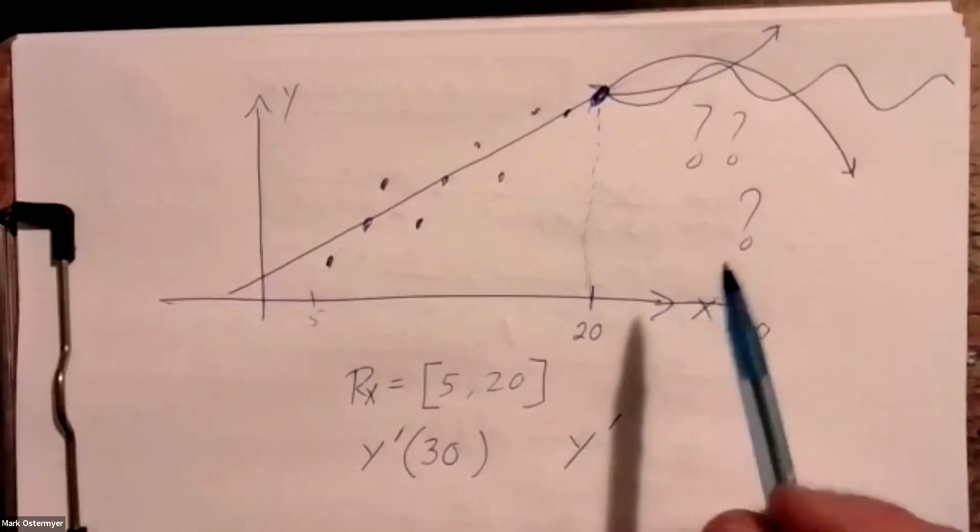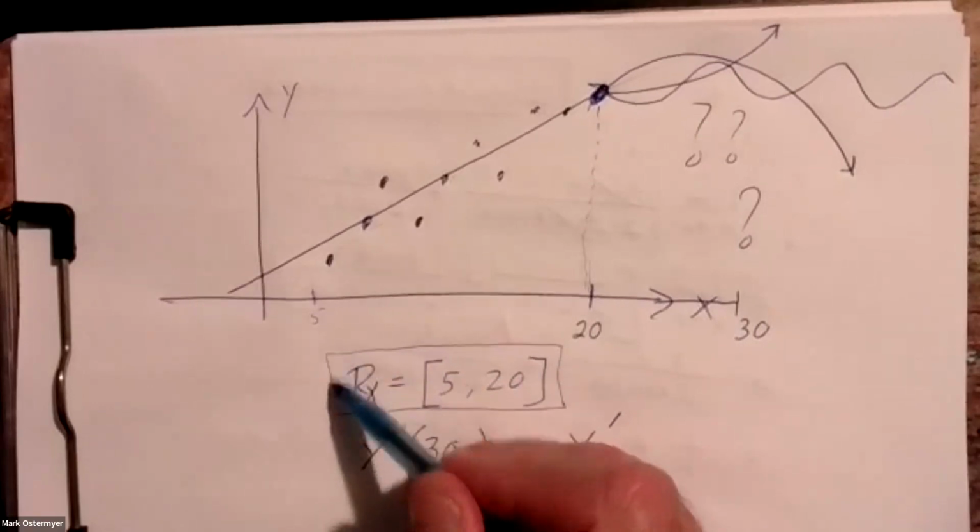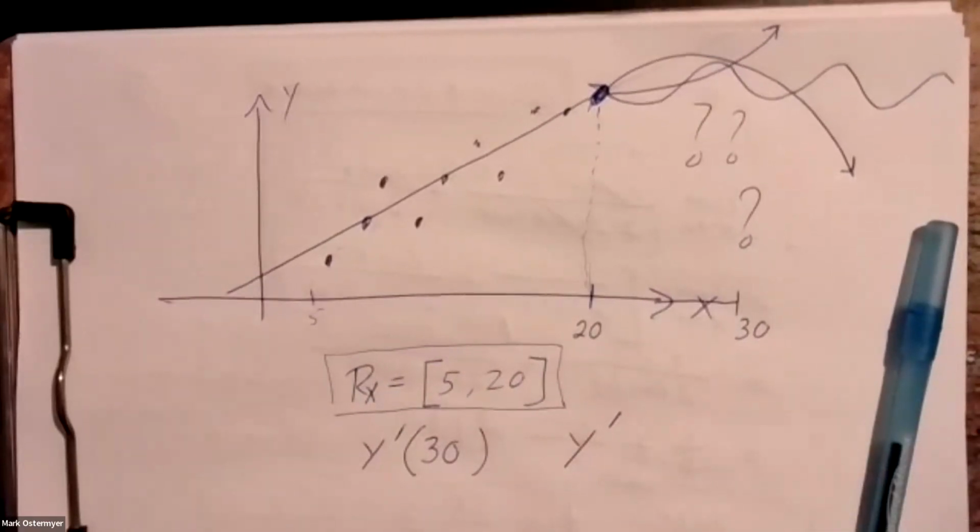So you never want to extrapolate beyond the range of the X values that were used to build a linear regression equation to make a prediction. That's a very dangerous thing to do. Does that make sense, what I just said there?